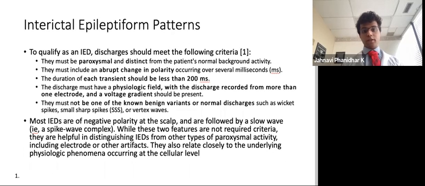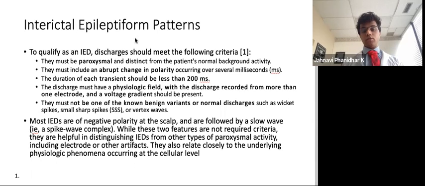Now we go through the interictal epileptiform patterns. They are the most specific and sensitive for diagnosing epilepsy. They should have 4 characteristics. They should be paroxysmal and distinct. There should be an abrupt change in polarity, and each sharp wave should be less than 200 milliseconds. The discharge must have a physiologic field, with the discharge recorded from more than one electrode, and it should not be a pattern of known benign variants. We will list some known benign variants afterwards.